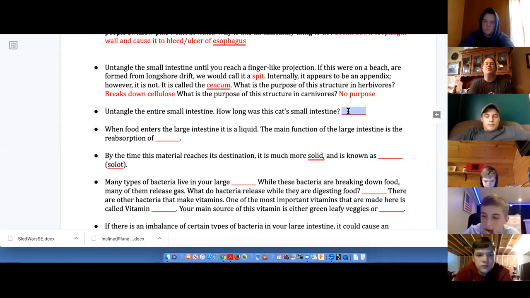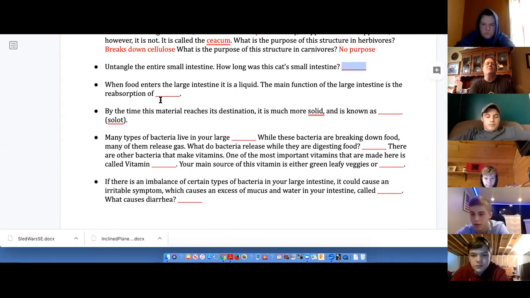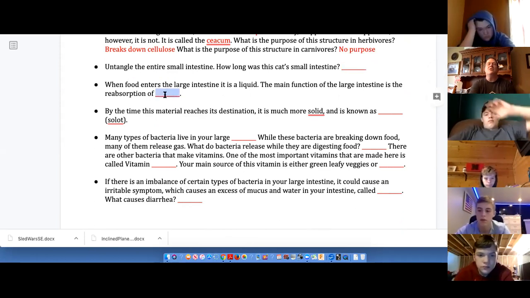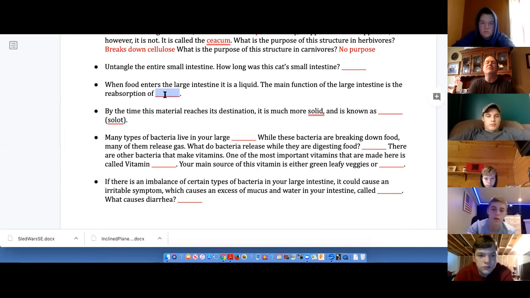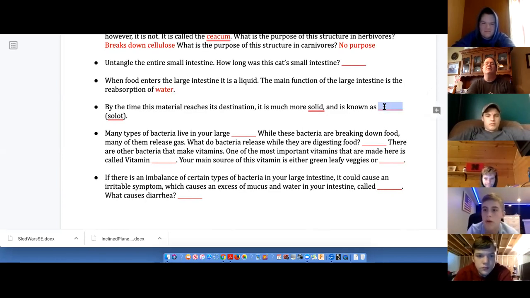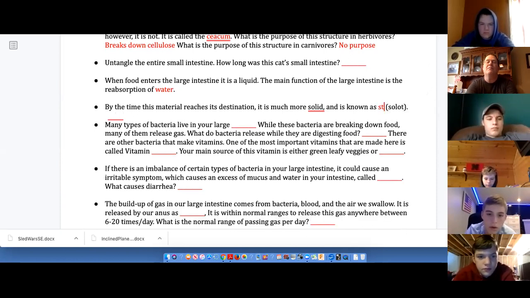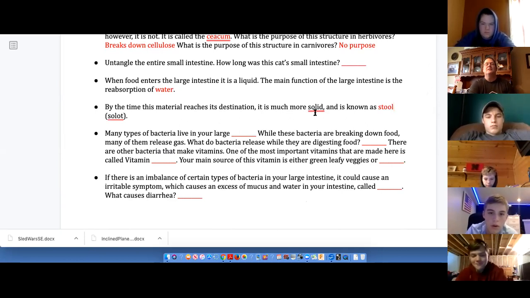Make sure you watch the video and do that. When food enters the intestine, okay, what is this called? The main function of the large intestine is the reabsorption of water. By the time it gets to the large intestine, it's called what? Stool.